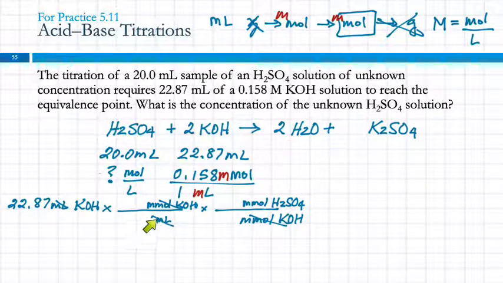So the molarity here is the same number. I just made the top and the bottom milli. And so this is 0.158 millimoles per milliliter. And then my mole ratio is 1 mole of sulfuric acid to 2 moles of KOH, which is the same as 1 millimole of H2SO4 to 2 millimoles of KOH. So in front of the H2SO4 is a 1, and in front of the KOH is a 2. (22.87 times 0.158 divided by 2).